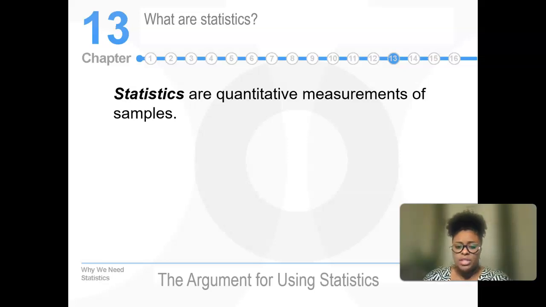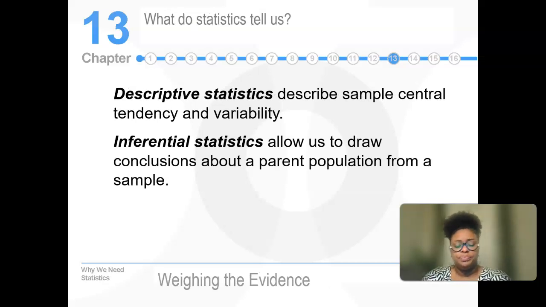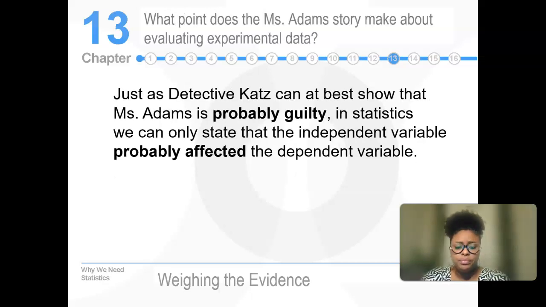So let's talk a little bit more about what that means when we're creating quantifiable measurements of samples to create statistics. We have different types of statistics. We have statistics that actually describe samples with central tendencies and variability, which we call descriptive statistics. And then we have inferential statistics, which is going to allow us to draw conclusions about a parent population from a sample.